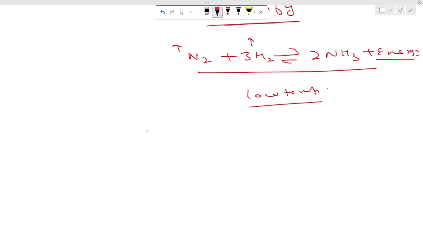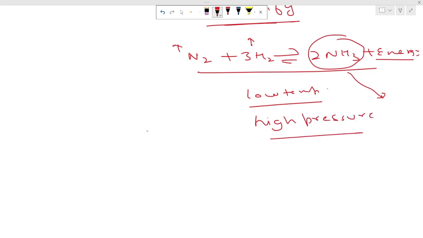Increase the concentration of hydrogen, that is a favorable reaction, and it will proceed in the forward direction. And if you are removing the ammonia from the system, then also the reaction will proceed in the forward direction. Then, whether high pressure or low pressure: if we increase the pressure, the reaction will shift in the forward direction. So we will say that high pressure is the favorable condition for this.